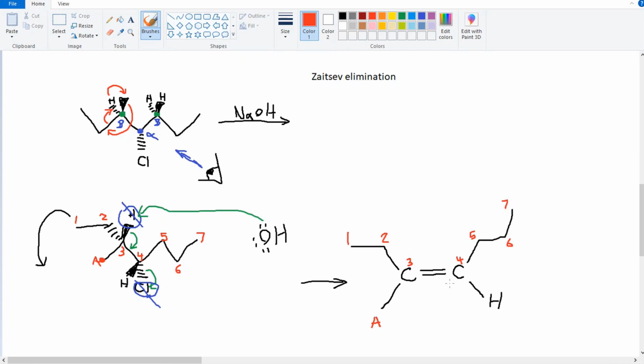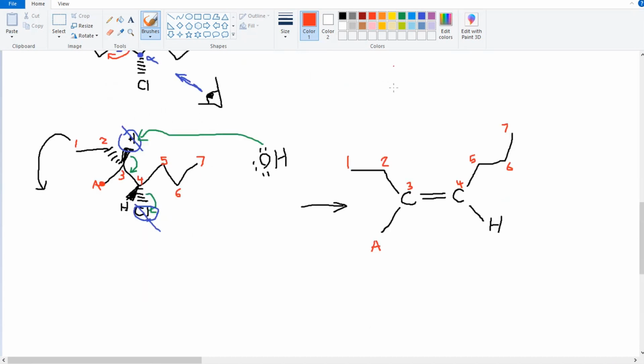Then what about the minor products? So here's the thing. If I look at the other beta carbon, which is actually carbon number 5, it has both a wedge and a dash hydrogen, which means that you can get both cis and trans isomers here. So this here will be your major product. This is your major product.